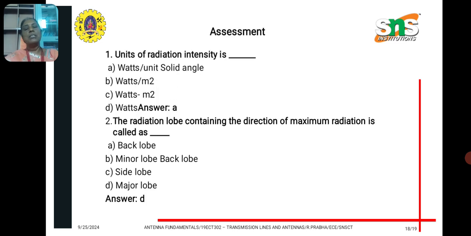So now the assessment: the units of radiation intensity, we know, are watts per unit solid angle. The radiation lobe containing the direction of maximum radiation is called the major lobe.